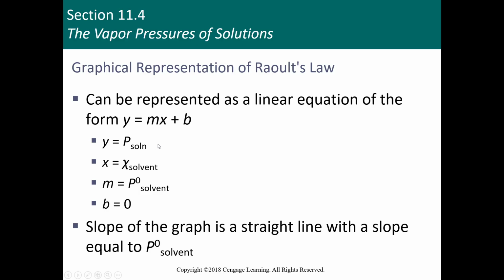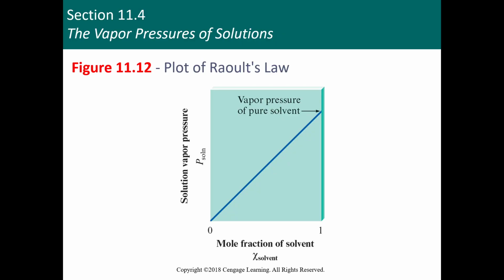So the P is going to equal, X is actually the chi, sorry. M is actually the pure solvent's vapor pressure, which is a constant value because it is for the pure solvent. There you go. So the graph is going to be a straight line with a slope equal to your pure solvent's vapor pressure. And right there, that would be a generalized plot of Raoult's law. And so you have your partial pressure of the solution, and right here you have chi.